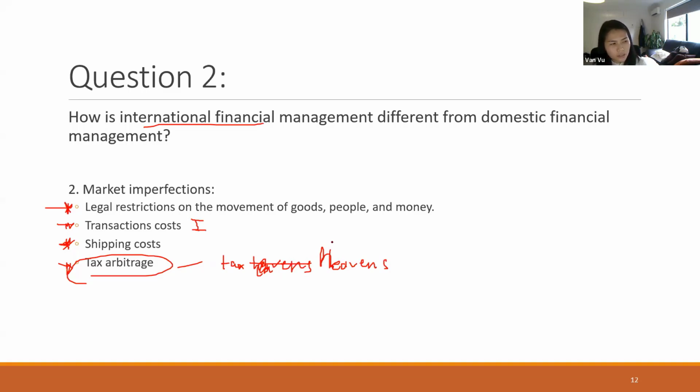Another thing that companies can also do is something called transfer pricing. Similar to the idea of a tax haven, where you incorporate where the tax rate is low, with transfer pricing you can shift your profits from a country where the tax rate is high to a subsidiary or a branch in a different country where the tax rate is lower.